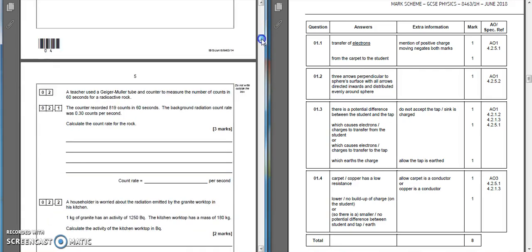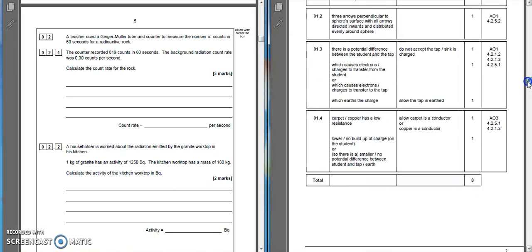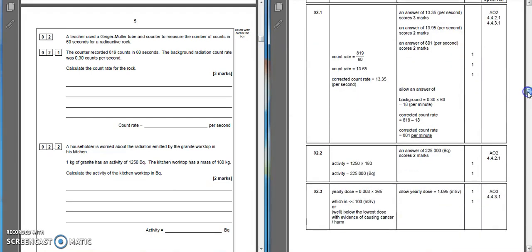And on to question 2. Let's have a quick look. So we're looking at a count rate for this rock. So it's 819 counts in 60 seconds. So to find out what it is in 1 second, it's 819 divided by 60. 819 divided by 60 comes out at 13.65.